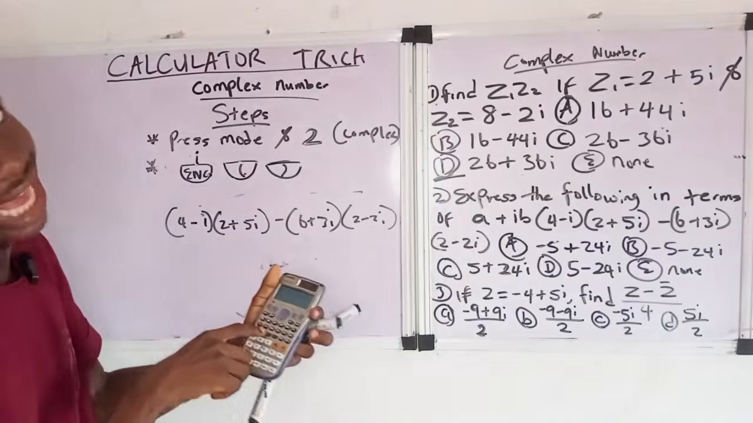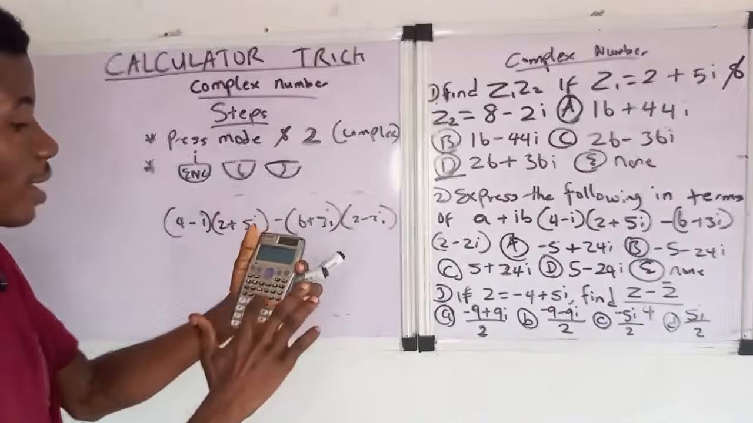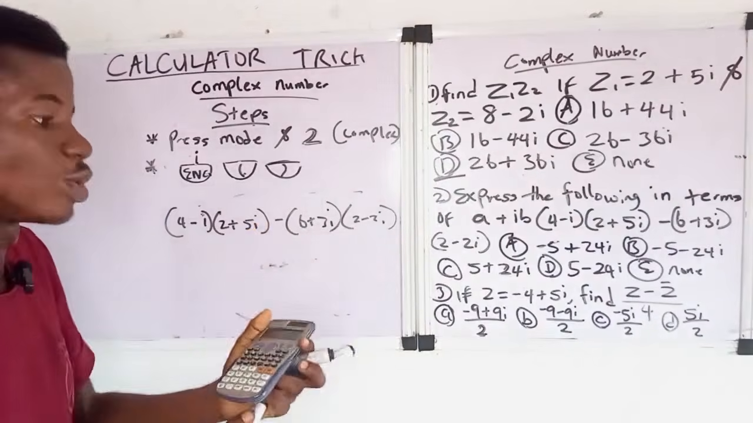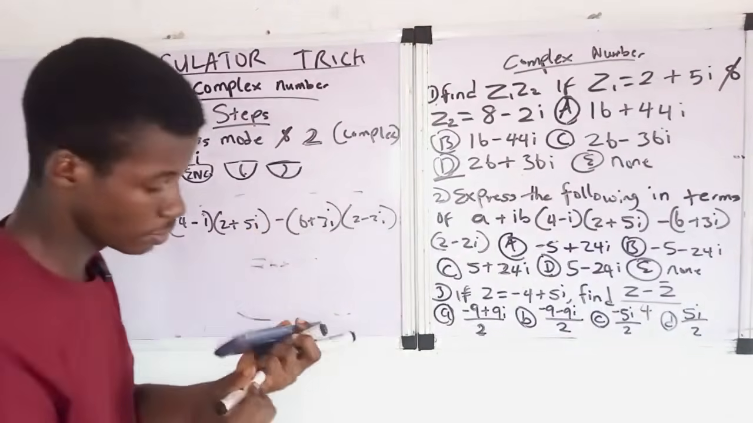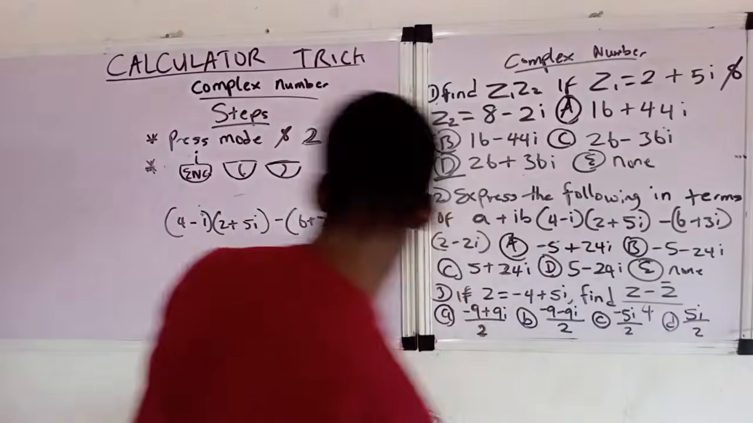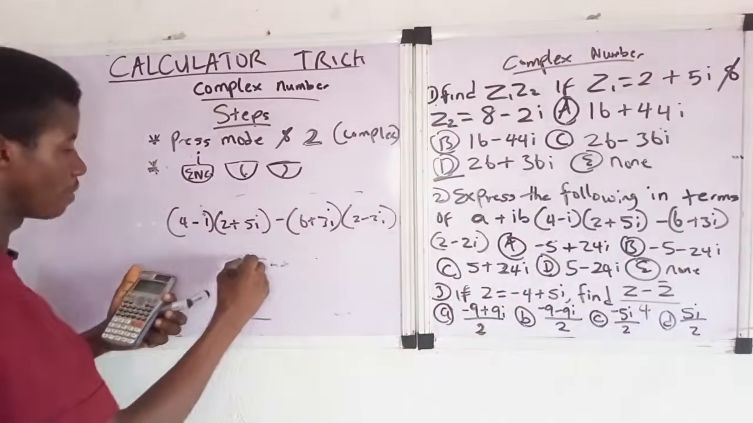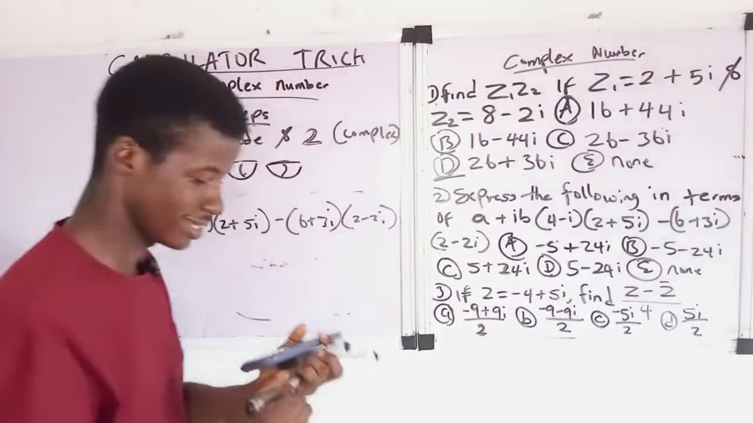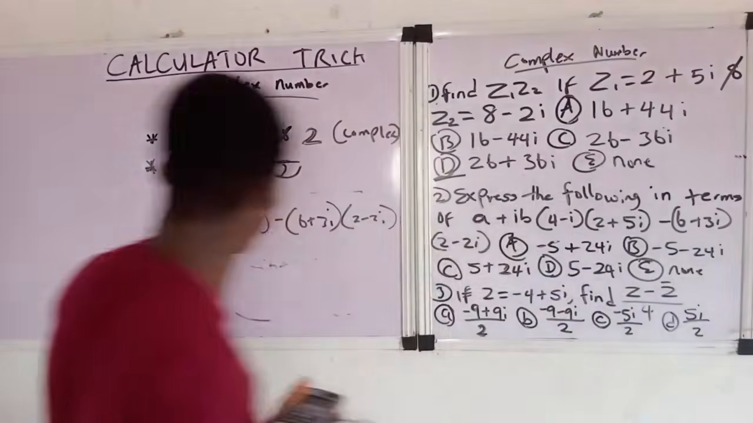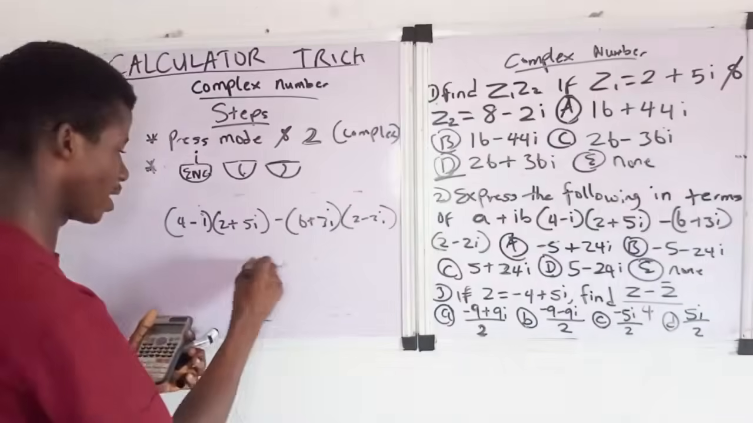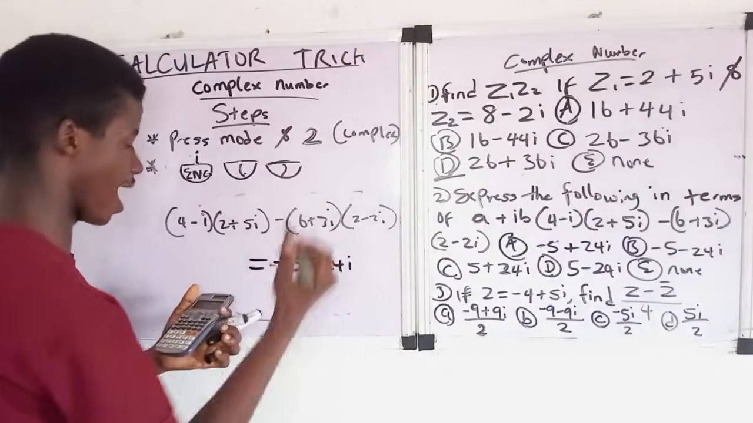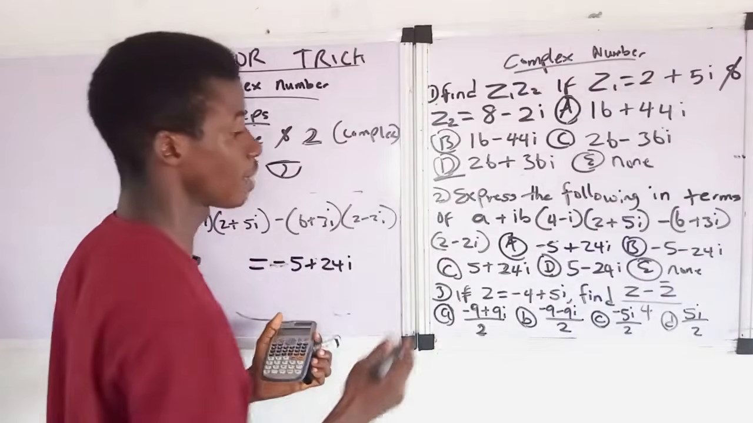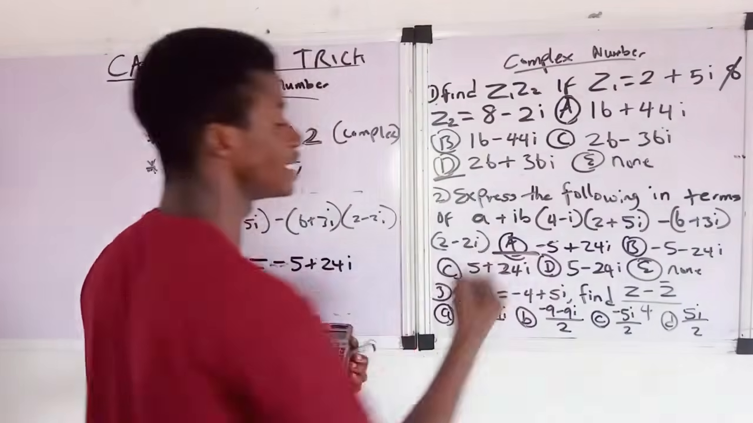2I, where can you see I? Ink, bracket close, then equals to what? Minus 5 plus 2, 4. So our answer is what? Our answer is minus 5 plus 24i. So where is it in this option? Minus 5 plus 24i. That is A.